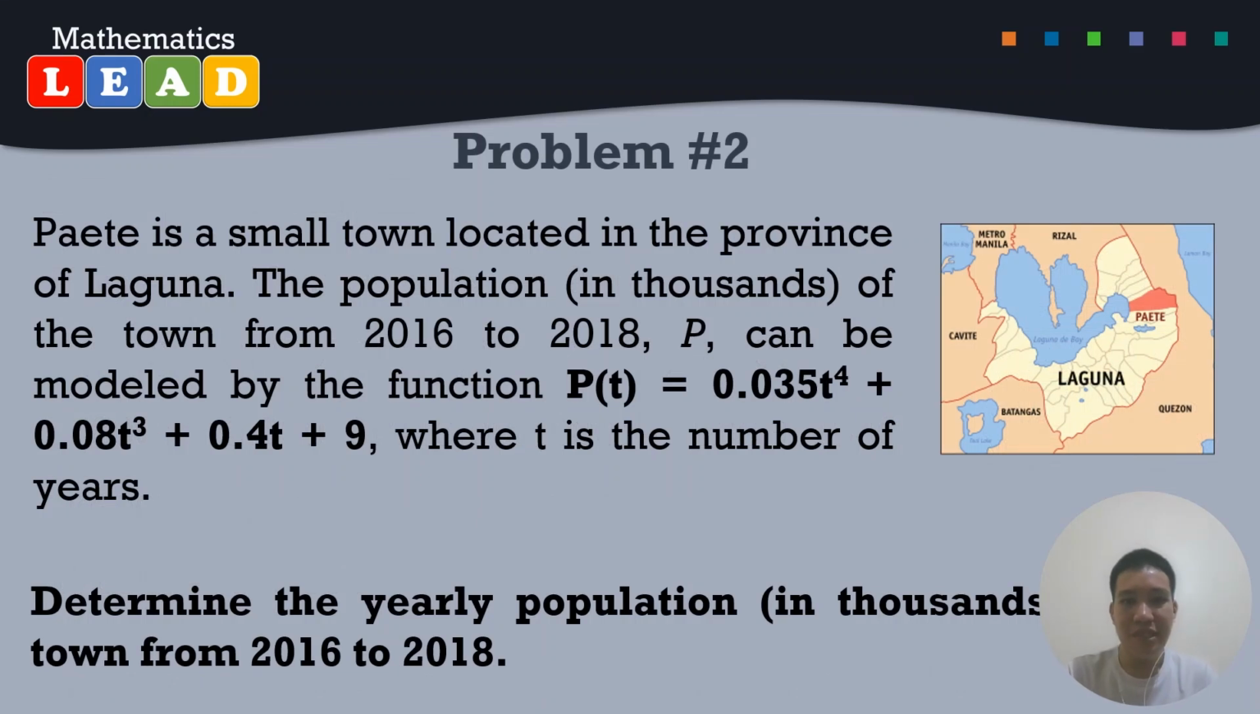Now we will proceed to our second problem. Paite is a small town located in the province of Laguna. The population in thousands of the town from 2016 to 2018 can be modeled by the function p of t is equal to 0.035t raised to the fourth power plus 0.08t cubed plus 0.4t plus 9, where t is the number of years. Determine the yearly population in thousands of the town from 2016 to 2018.